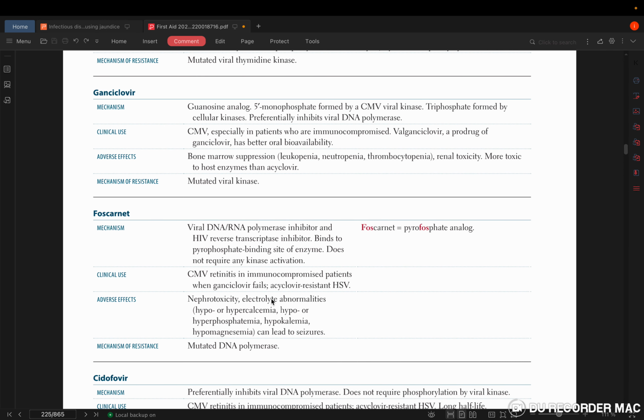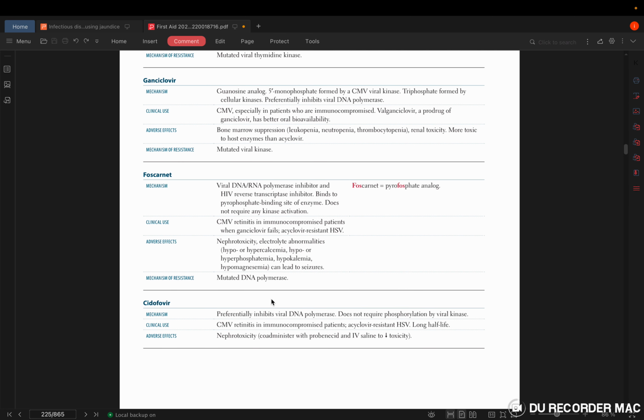Okay, foscarnet, the mechanism of action of foscarnet. Foscarnet is a viral DNA and RNA polymerase inhibitor, both of them, and an HIV reverse transcriptase inhibitor. Wow, it works on everything. It binds to the pyrophosphate binding site of the enzyme, and it does not require a kinase to become active. Well, is this a good thing or a bad thing that it does not require a kinase to become active? It's a bad thing. That means that it can work anywhere, yes?